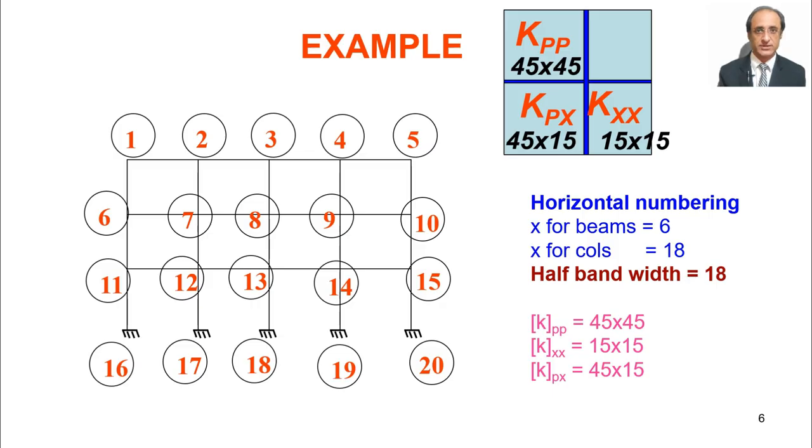60. 60 is the total size. So if we now make the matrix here for the complete structure, the overall matrix size is 60 by 60. And what is the size of KPP and KXX? X, how many? 1, 2, 3, 4, 5, 15. So this is 15 by 15, and 45 by 15 by 15, and this band will be 45 by 18. So you see here that the bandwidth is small, and imagine if the frame was very large, it would make a lot of difference.